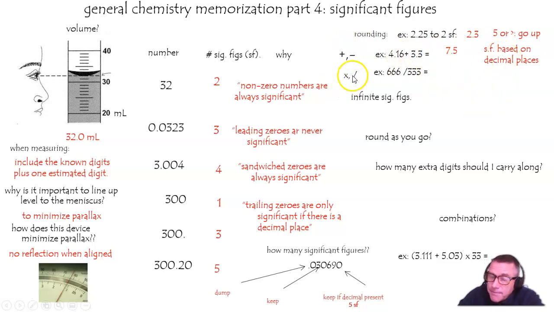For multiplying and dividing, without going into their reasoning, they have a different rule, which is to keep the fewest number of significant figures. So this is clearly 2, but each one is accurate to 3 significant figures, so we're going to say 2.00.